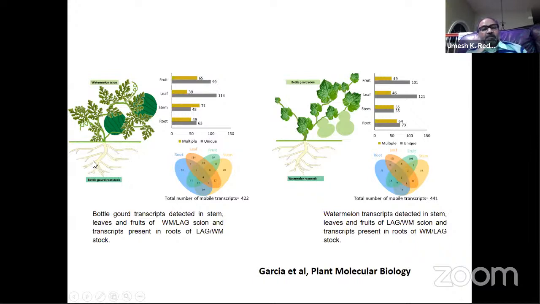So when we graft, the genes are moving from the rootstock to the scion, and then from the scion to the rootstock, sometimes altering the genomes in subtle fashion, and also providing resistance. So the fruit-specific, leaf-specific, stem-specific, and root-specific genes, we found them moving back and forth across these grafts.